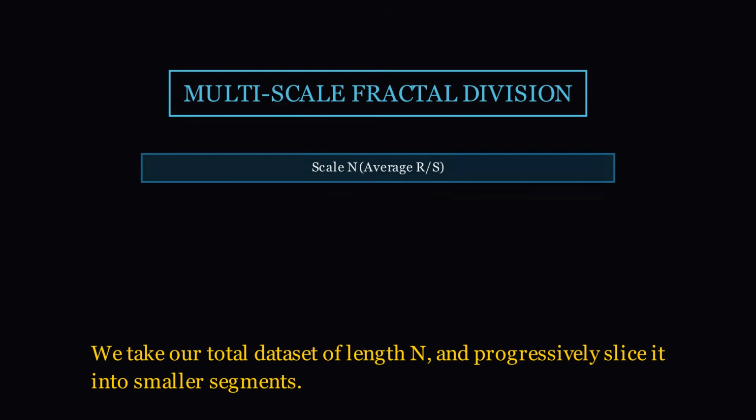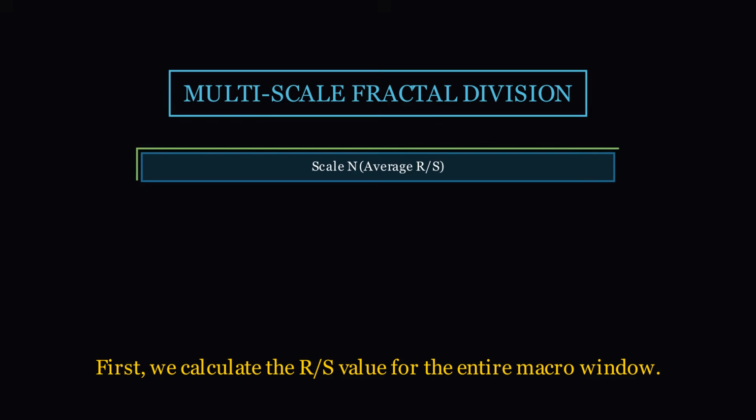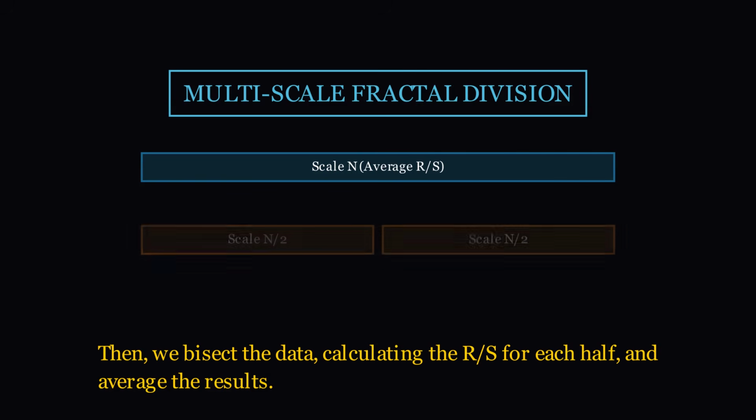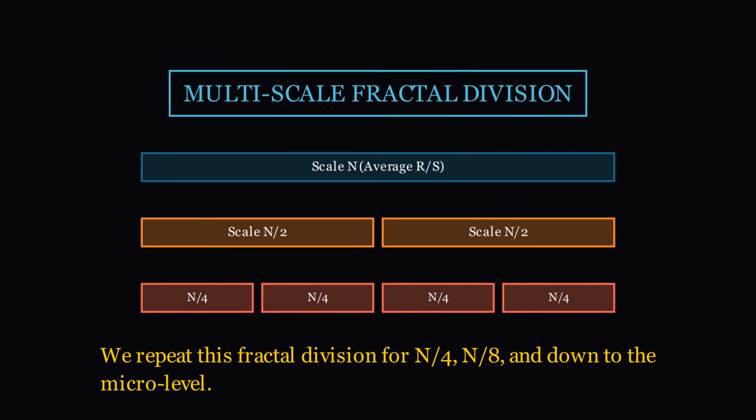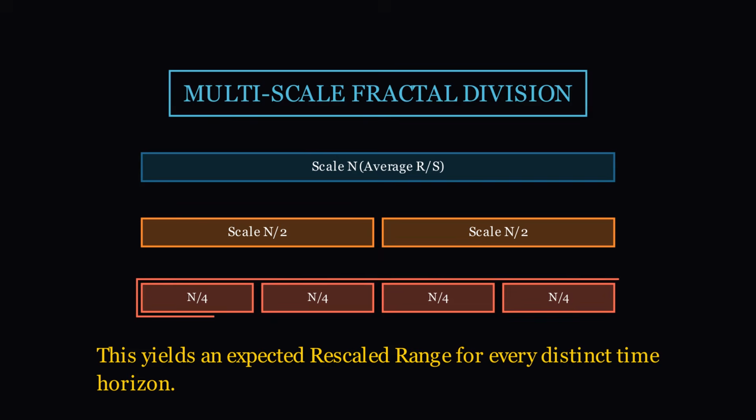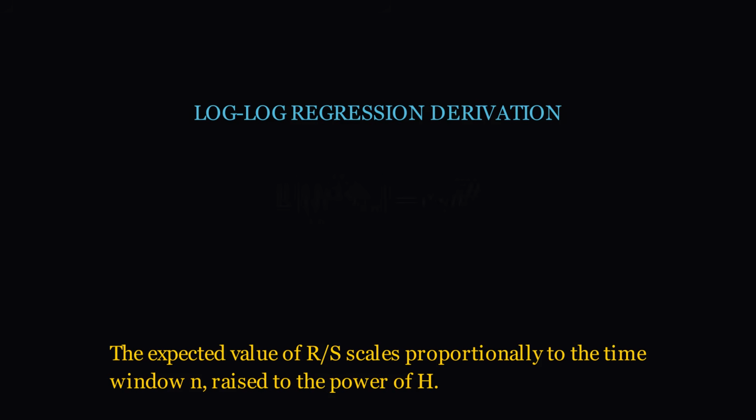We take our total dataset of length n, and progressively slice it into smaller segments. First, we calculate the r/s value for the entire macro window. Then, we bisect the data, calculating the r/s for each half, and average the results. We repeat this fractal division for n/4, n/8, and down to the micro level. This yields an expected Rescaled range for every distinct time horizon. Let's formalize this exponential relationship. The expected value of r/s scales proportionally to the time window n, raised to the power of h.